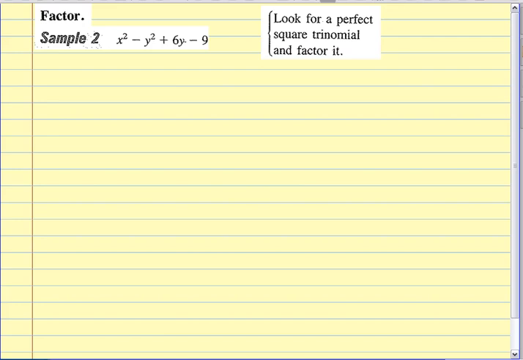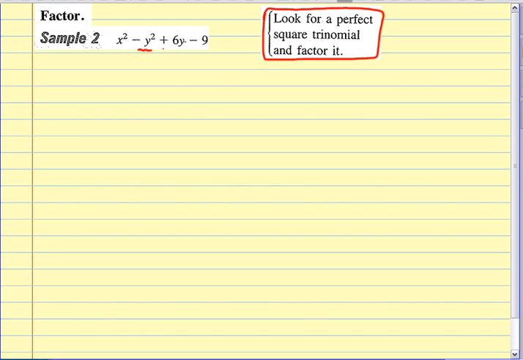Okay, now this is the fourth part of the homework. They've given this sample in the book, but I'm going to go over it with you together. The thing they said is, look for a perfect square trinomial and factor it. Well, I don't even have a trinomial here. There are 4 terms up there. But I do know how to factor trinomials, so I'm going to look for a trinomial that I can factor.